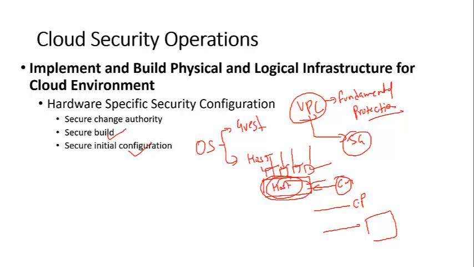We need a secure build. Secure build includes TPM and BIOS level security, because there are several attacks which can compromise the BIOS, by which they can compromise the entire host level. And how to secure the initial configuration by protecting it via TPM. So these are the kinds of controls and best practices by which we can secure the hardware level.